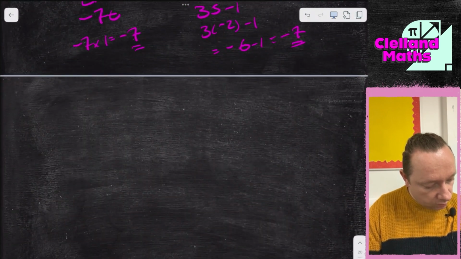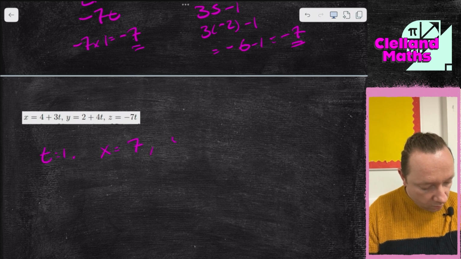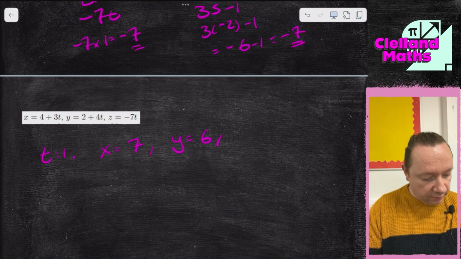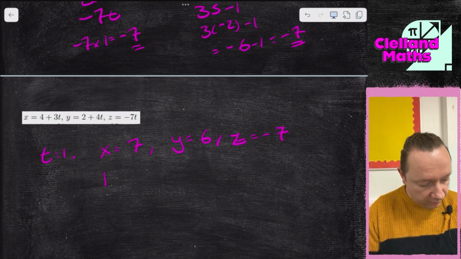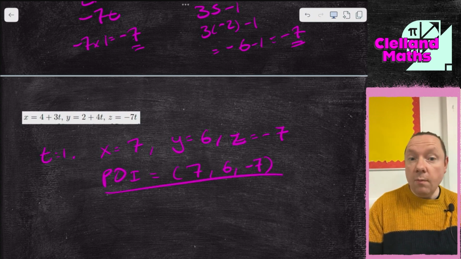So using t, which is 1, when t equals 1, x equals 4 plus 3 is 7, y equals 2 plus 4 is 6, and z equals 7 minus 7, which is minus 7. So the point of intersection is (7, 6, -7), and we're done there.